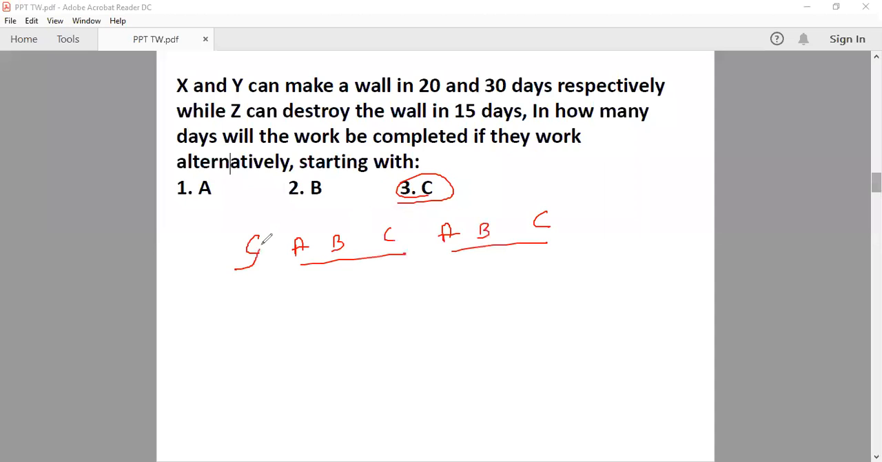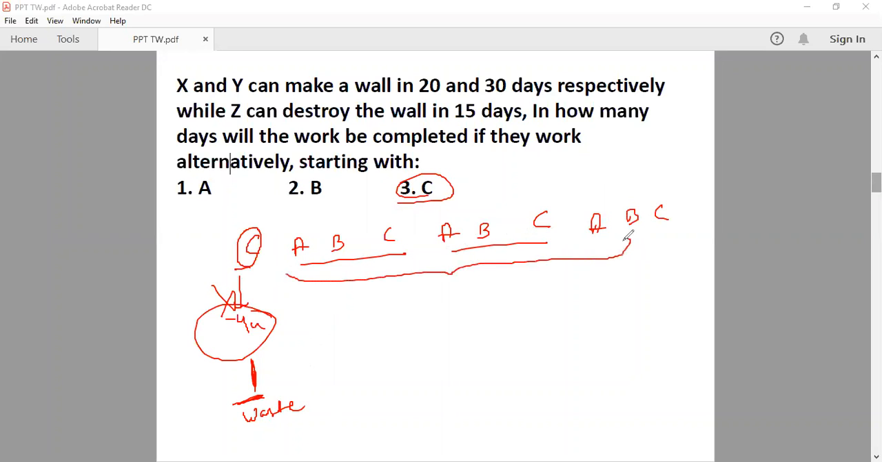I said when C arrived on the first day, -4 units of work was done. Basically, no work was done. So the first day, everything went in vain. This was a waste day. After that, ABC, ABC, and so on. We have already calculated that they take 167 days in such a manner. So 1 day this and 167 this. The total becomes 168 days. Is it clear to everyone now?